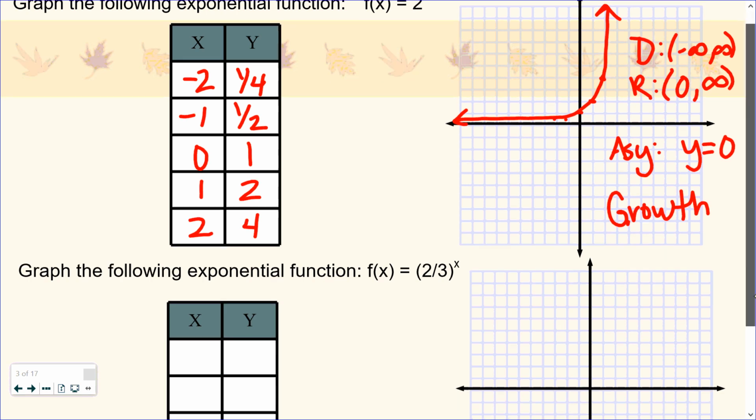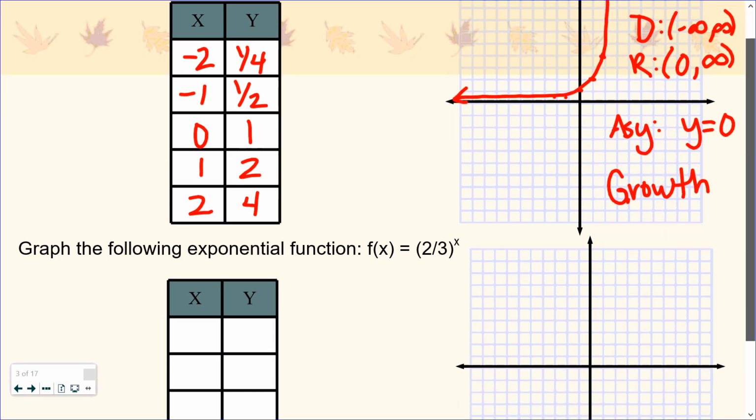Okay, I'll give you a couple minutes. You guys try the next one. Graph f of x equals 2/3 to the x. Try to get exact numbers in your table if you can. Plot the points, name the properties.